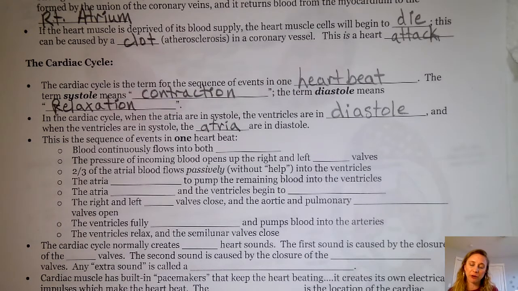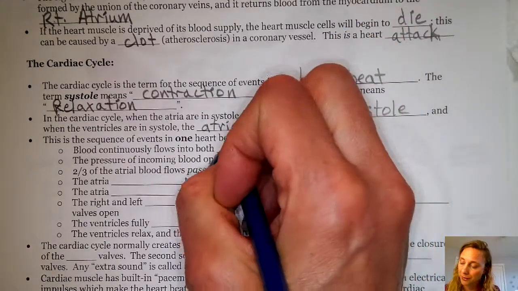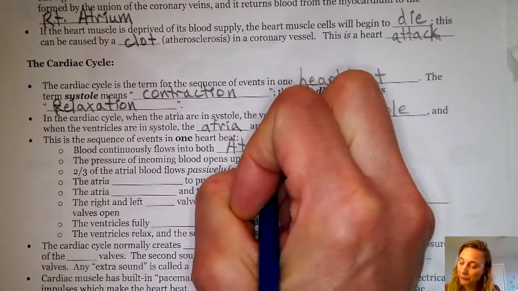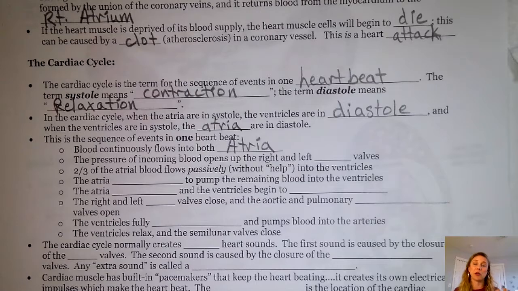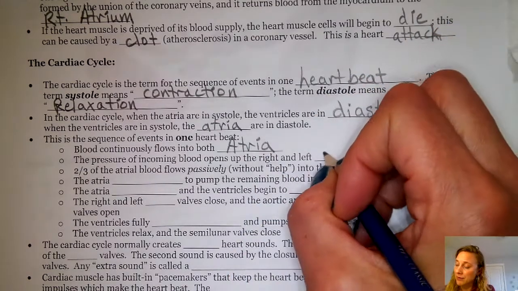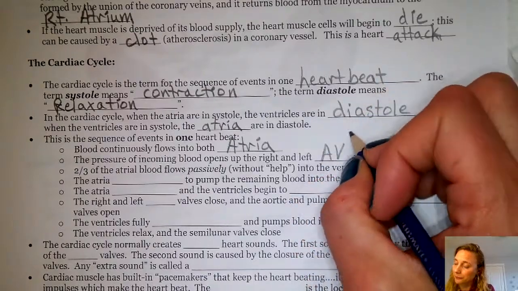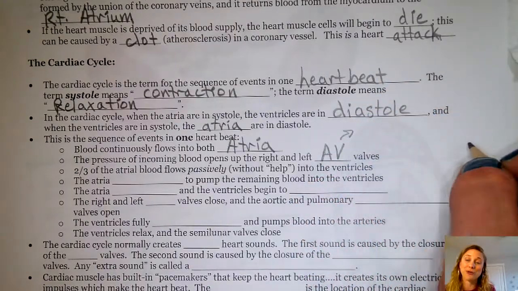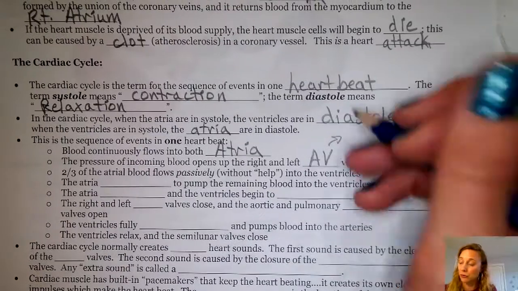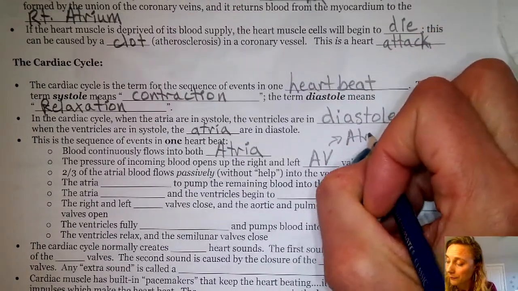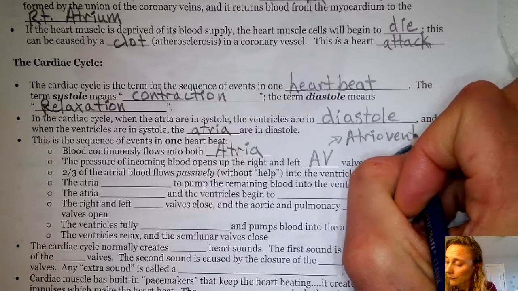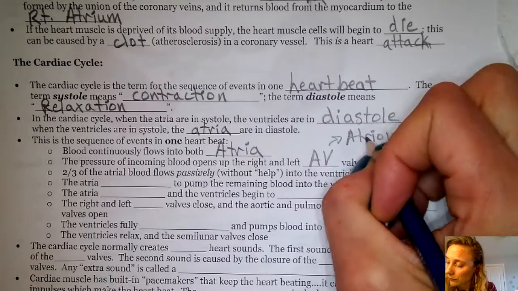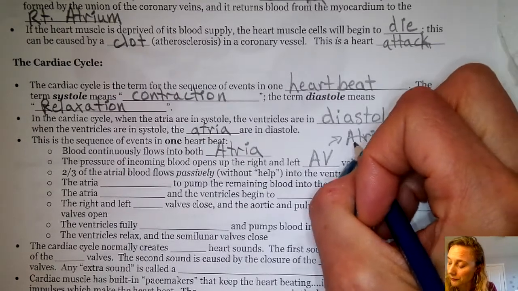Blood continuously flows into both atria. Blood first is collecting from the body into the right atrium, and from the lungs into the left atrium, but they do it simultaneously. The pressure of incoming blood opens up the left and right AV valves. Okay, AV means, cleverly, atrioventricular. So we put atrium and ventricle together with an O. Remember how we do that? Okay, so we just say AV valves instead of atrioventricular.